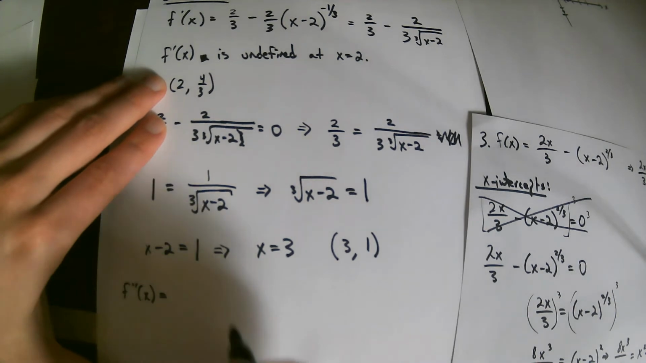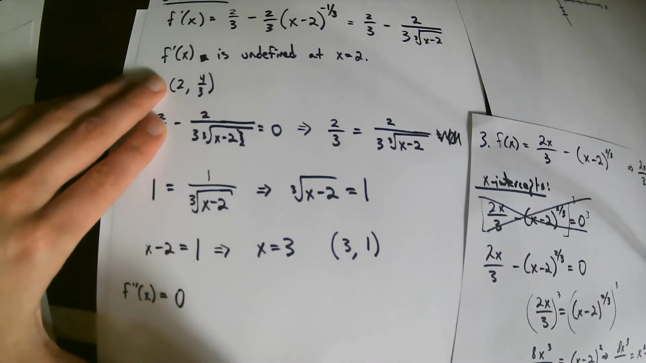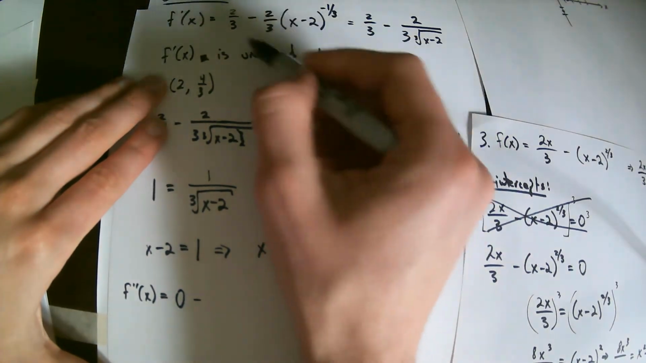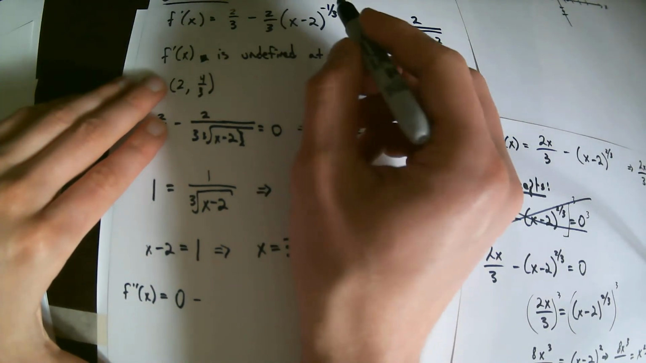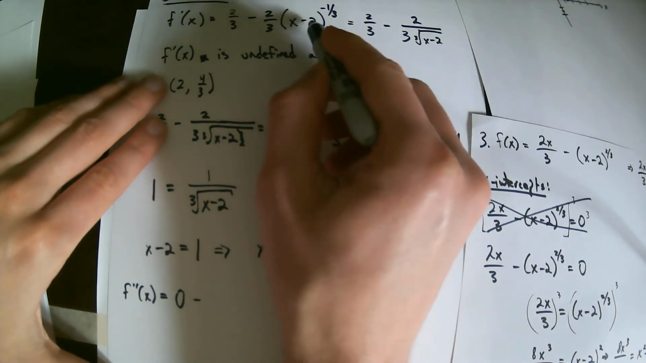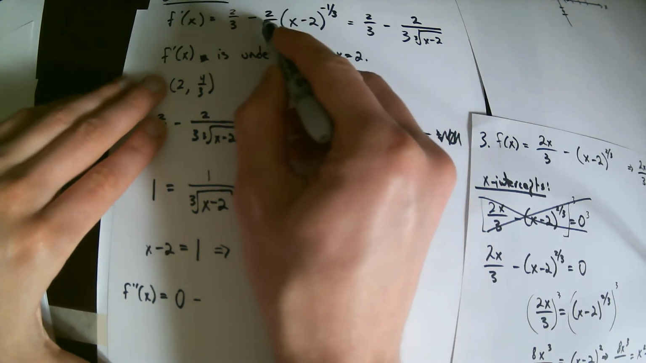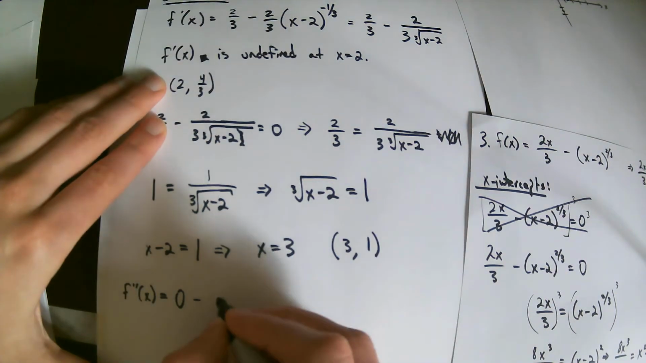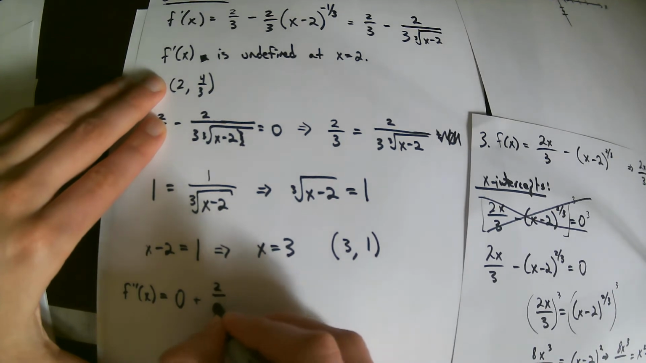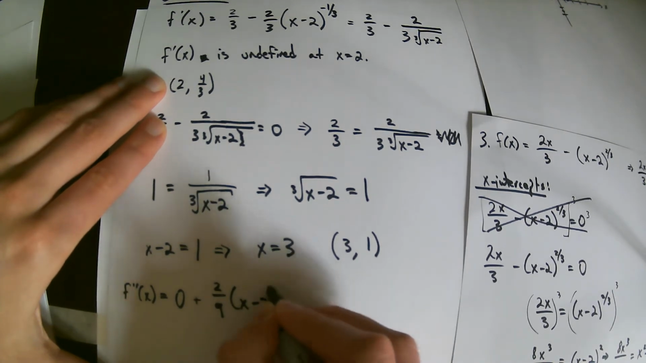There. This will go away, just becomes 0. Then negative, and I want to take the chain rule. So I'm going to take the derivative of the outer function with respect to the inner. So this is going to come down and multiply onto that. So that's going to end up being positive, negative times negative, 2/9, and then times x minus 2.